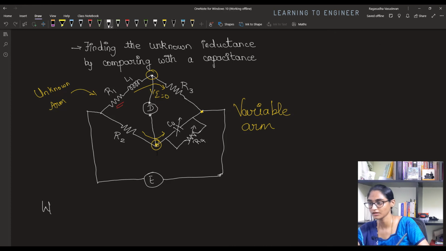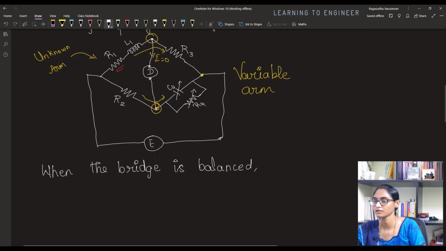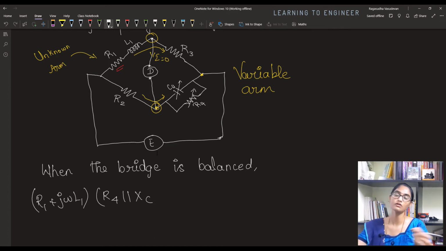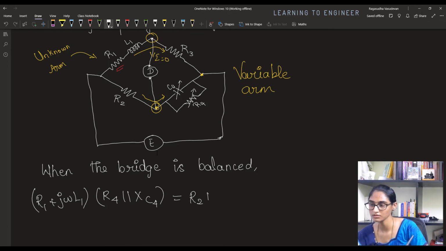So when the bridge is balanced, you will get the equation: R1 plus j omega L1 times R4 parallel with the capacitive reactance. I am just putting it as Xc4 here. Later on I will substitute it as 1 by j omega C4. So it is just Xc4 right now, and this is the same as R2 into R3.